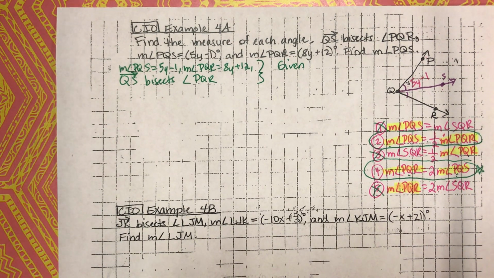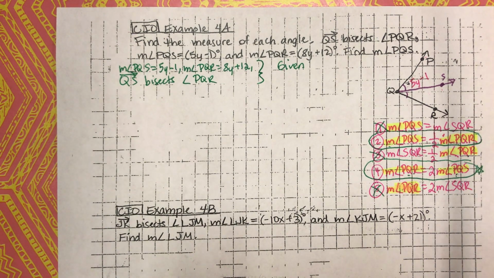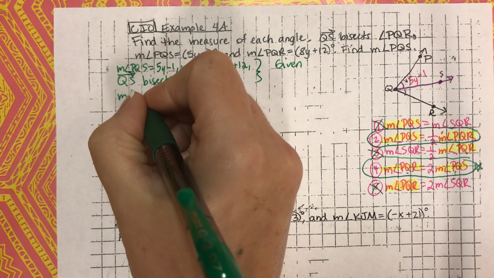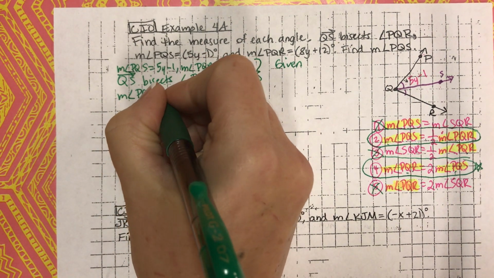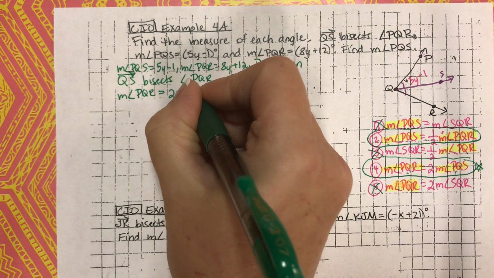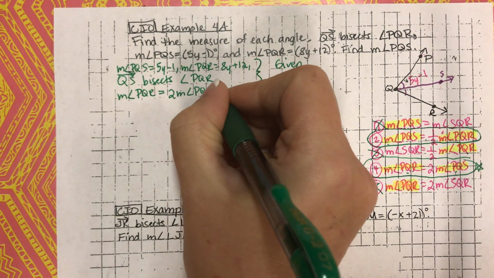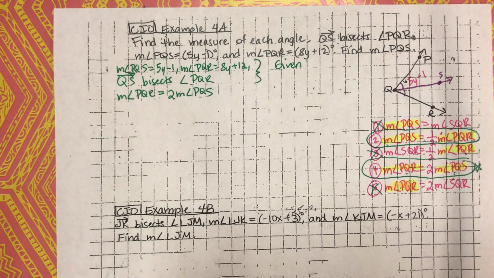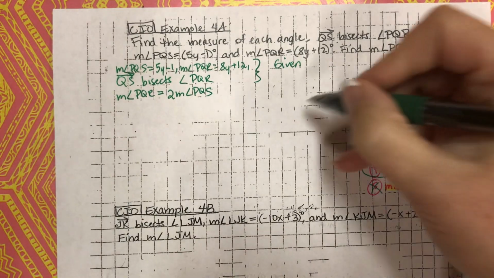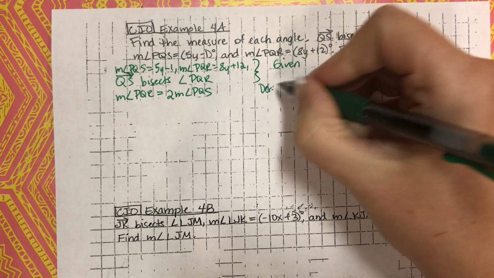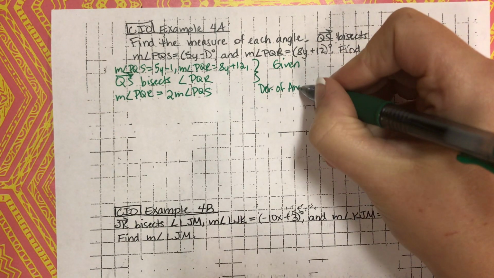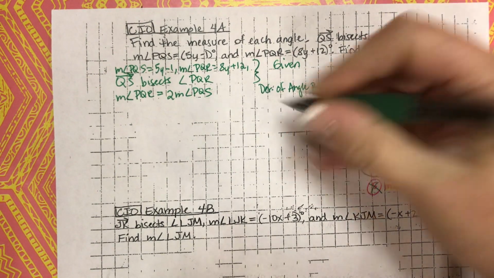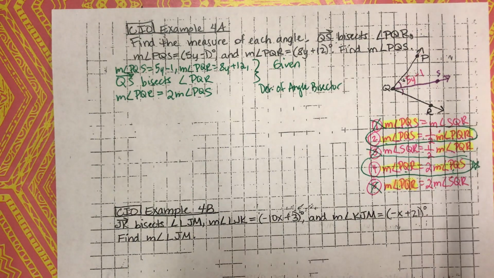So now that we have that, we can go ahead and write our formula. Let's go ahead and write this one. The measure of angle PQR is equal to 2 times the measure of angle PQS. Perfect. And we can say that because of the definition of an angle bisector. That's why we can say those 5 formulas, definition of an angle bisector.